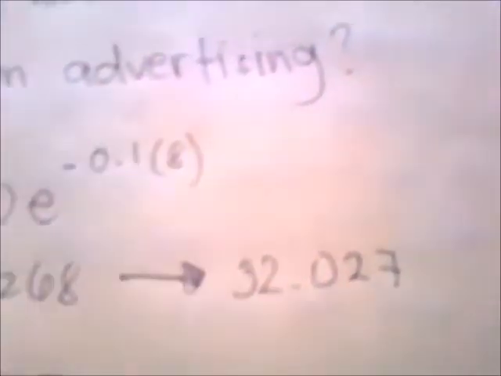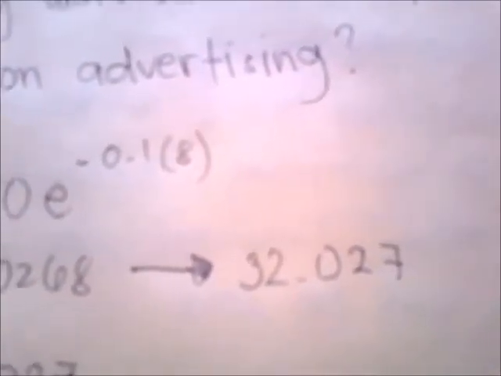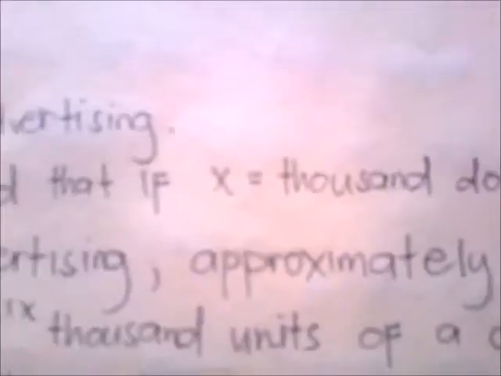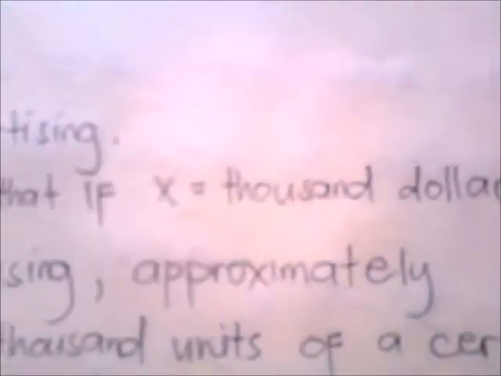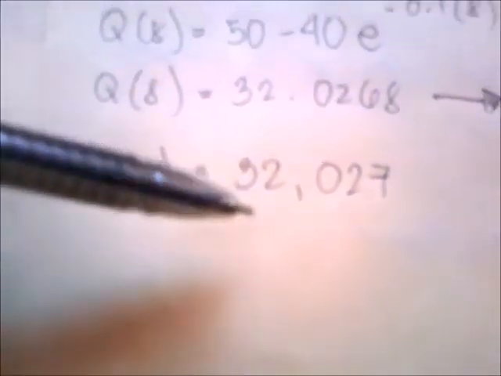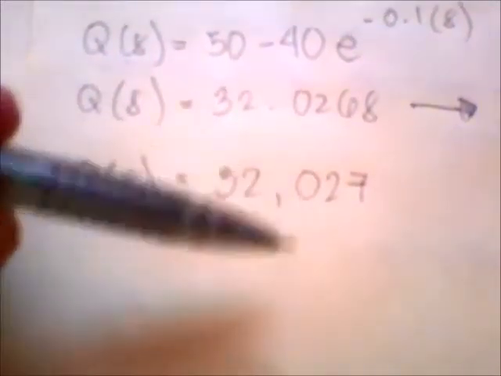But in the question, it is said that x is equal to $1,000. So if we multiply this number by 1,000, the answer will be Q of 8 equals 32,027. This is our final answer.